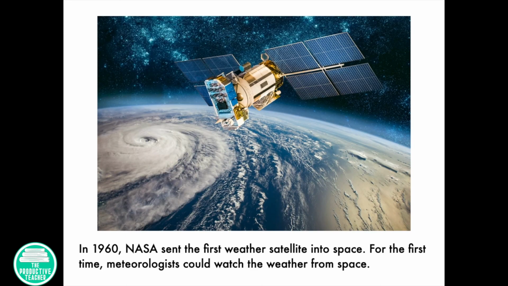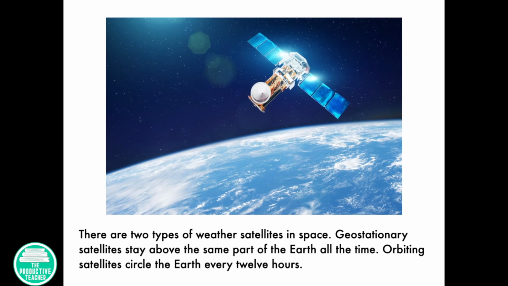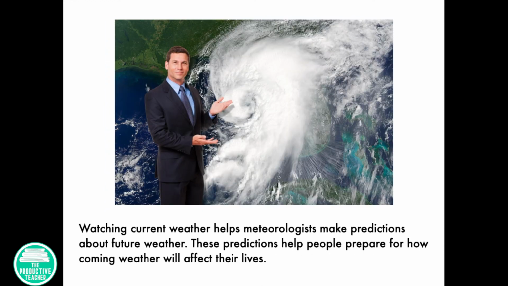In 1960, NASA sent the first weather satellite into space. For the first time, meteorologists could watch the weather from space. There are 2 types of weather satellites in space. Geostationary satellites stay above the same part of the Earth all the time. Orbiting satellites circle the Earth every 12 hours.